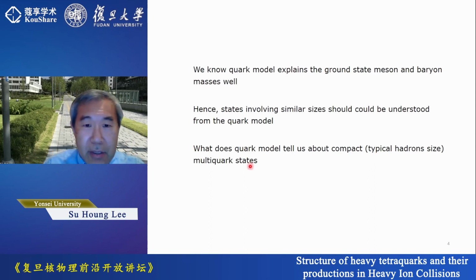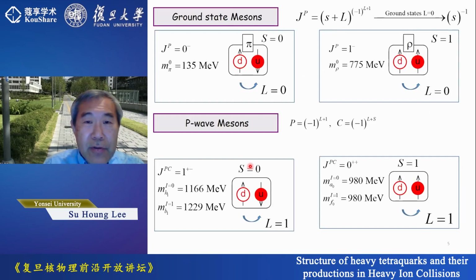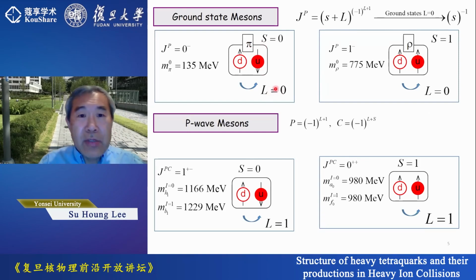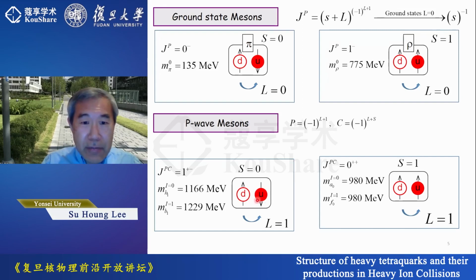Just a few reminders: in the quark model, the ground state is the orbital angular momentum L = 0 state. And we have pions and vector mesons, where the only difference is their spin orientations. These are well described, but as we go to P-wave mesons, things become slightly more complicated because they are excited states. For example, in the P-wave, for a0 and f0, you have S = 1 and also L = 1.